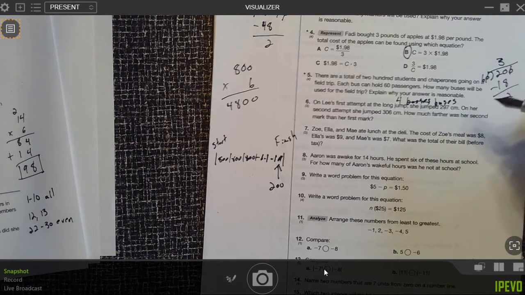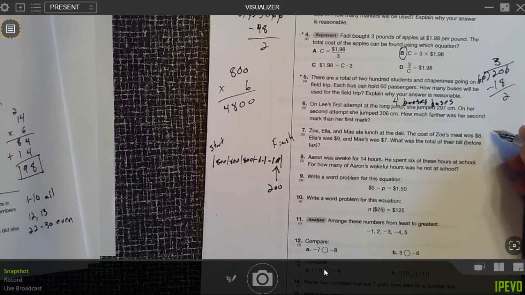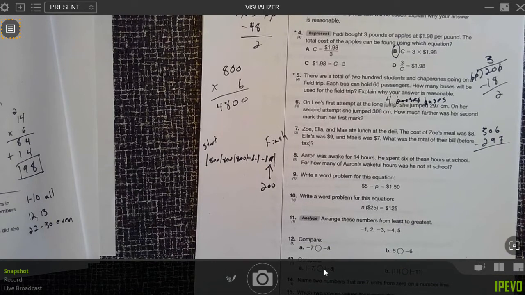On Lee's first attempt on the long jump, she jumped 297 centimeters. On her second attempt, she jumped 306. How much further was her second jump from the first? Okay, so we're going to do 306. That's her longest. And 297. And we'll just figure out the difference. So it looks like the difference is 9 centimeters. So her longest jump increased by 9 centimeters.